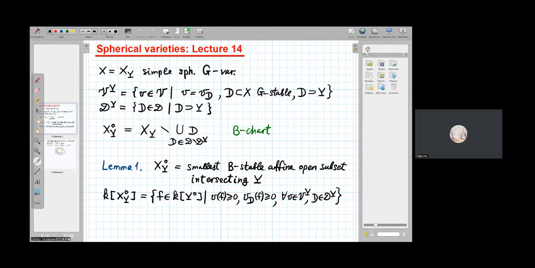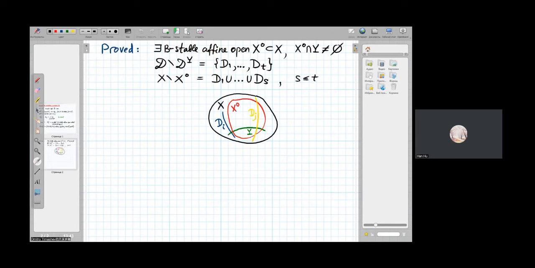What we already proved at the previous lecture is the following. We proved that there exists a B-stable affine open subset, X naught, intersecting the closed orbit Y. This we did by embedding X in a projective space and taking some hyperplane section, or better to say hypersurface section, in this projective space. This was at the end of the previous lecture.